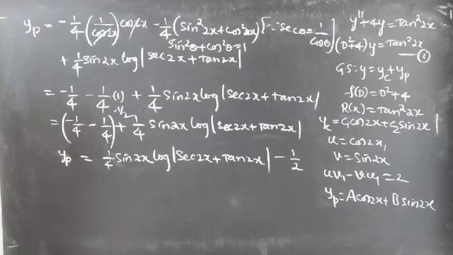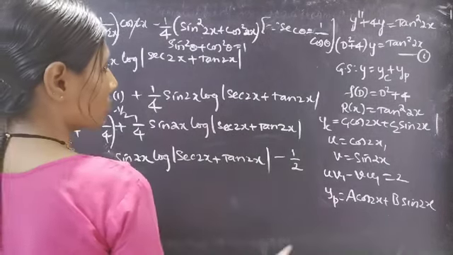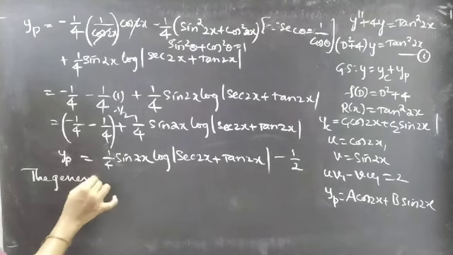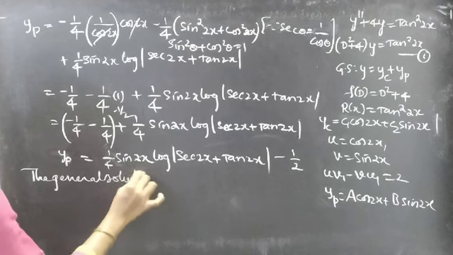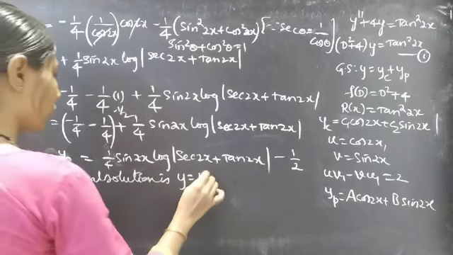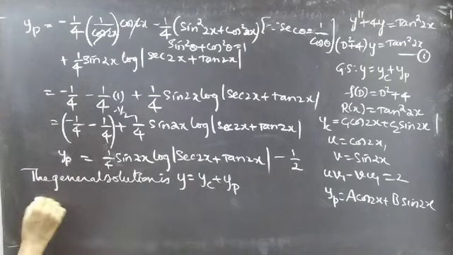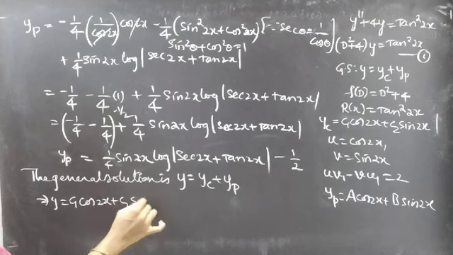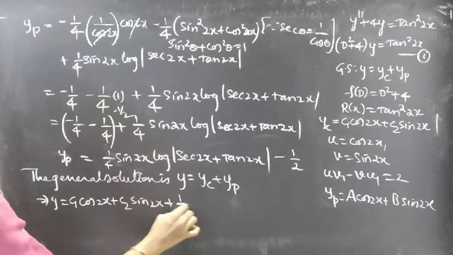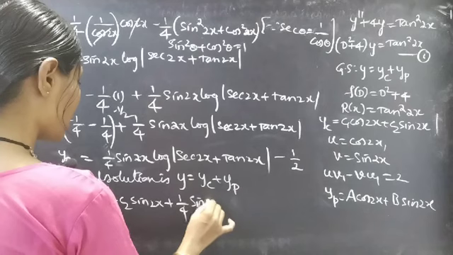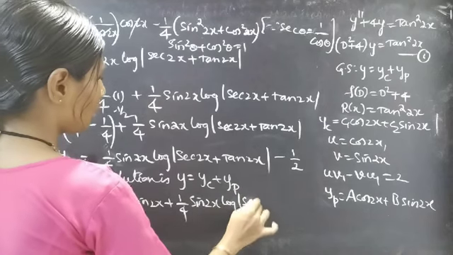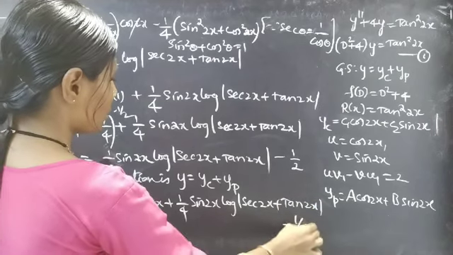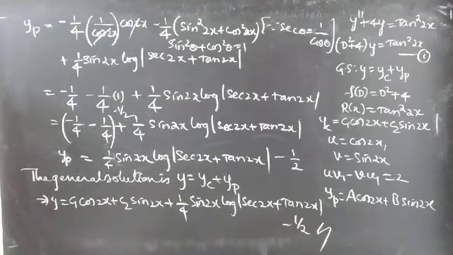So we got yp and already we have yc. Let's now write the general solution using y equal to yc plus yp. The general solution is given by y equal to yc plus yp, so y equal to c1 cos 2x plus c2 sin 2x plus 1 by 4 sin 2x into log mod secant 2x plus tan 2x minus 1 by 2. This completes the problem.